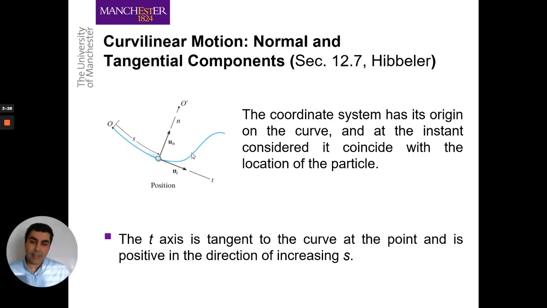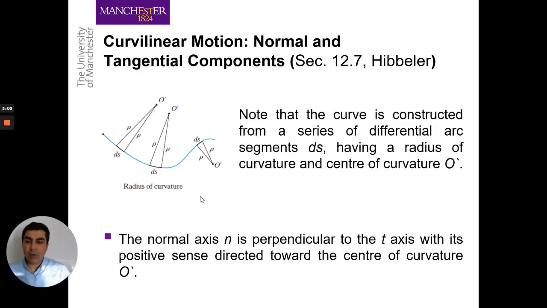As you can see, the motion continues in this direction, and this is point zero, the initial point, and the s displacement increases in this direction. So this tangential coordinate is positive in the increasing s direction, which is this direction in this case. And the other coordinate, the normal coordinate n, is perpendicular to the t axis, and its positive sense is directed towards the center of curvature. So this is quite an important part for solving this question. Therefore, I thought it might be useful for you before we start.